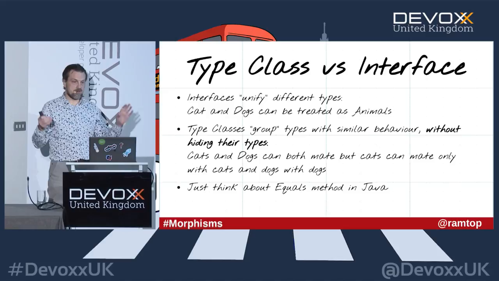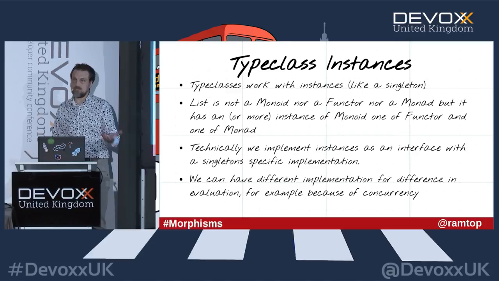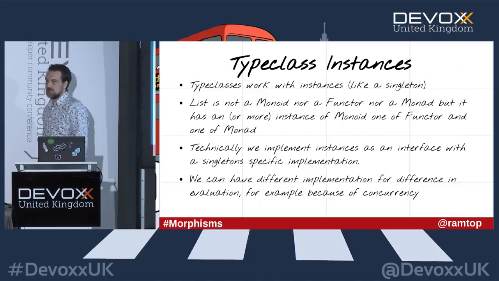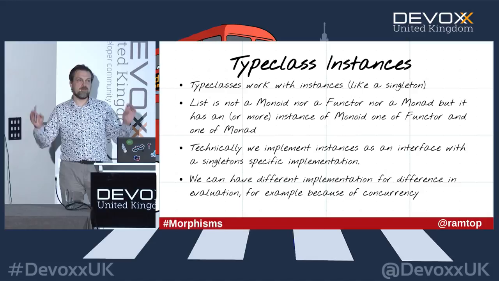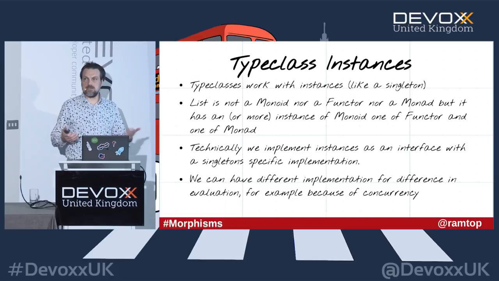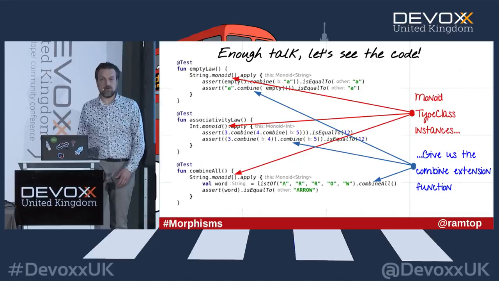And to make this work with current programming languages, there is an instance, which is more or less like a singleton, that allows us to check that the type is identical. And we can also use the instance to have a different implementation while keeping the law. For example, you have to combine two objects, but you can do it in a technically different way, for example using parallelism. Or you can do it in another way that still respects the contract, let's say. So this is how the code will look like.